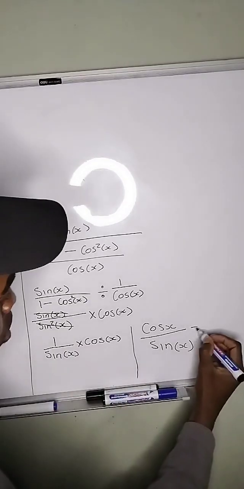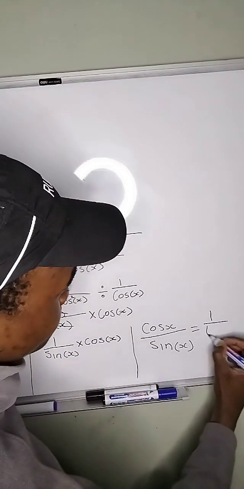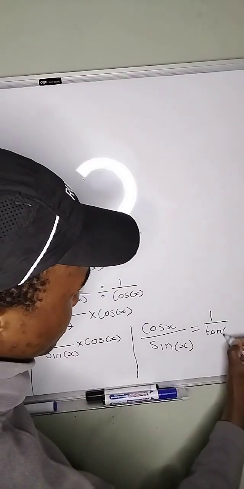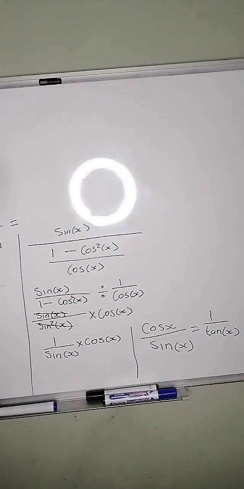Thank you. This guy is going to be 1 over tan x. Right? Like which is, it's going to be equals to what?